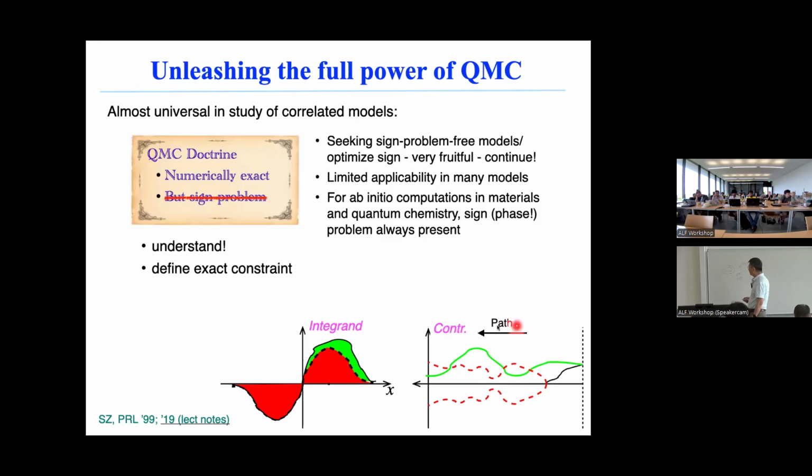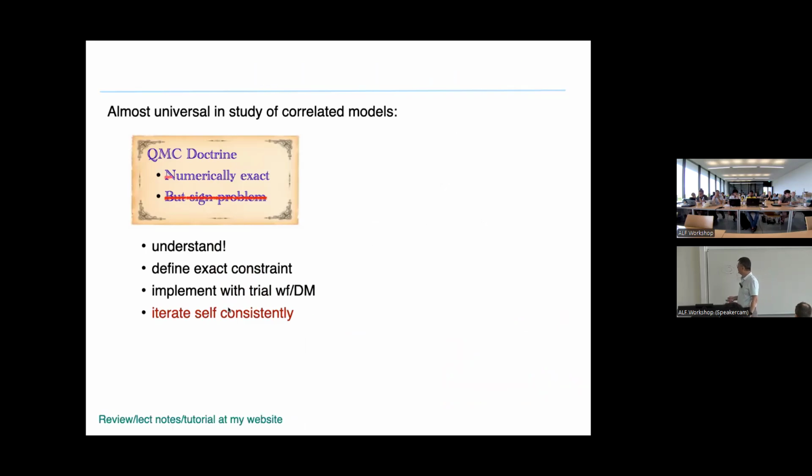So the idea would be, I'm going to show you how this works, and this will help us understand the sign problem and then define the constraint. And then you implement the constraint. The idea would be with a trial wave function or trial density matrix, in terms of what you already know with the AFQMC calculations. And then there's a newer ingredient where you can iterate this self-consistently.